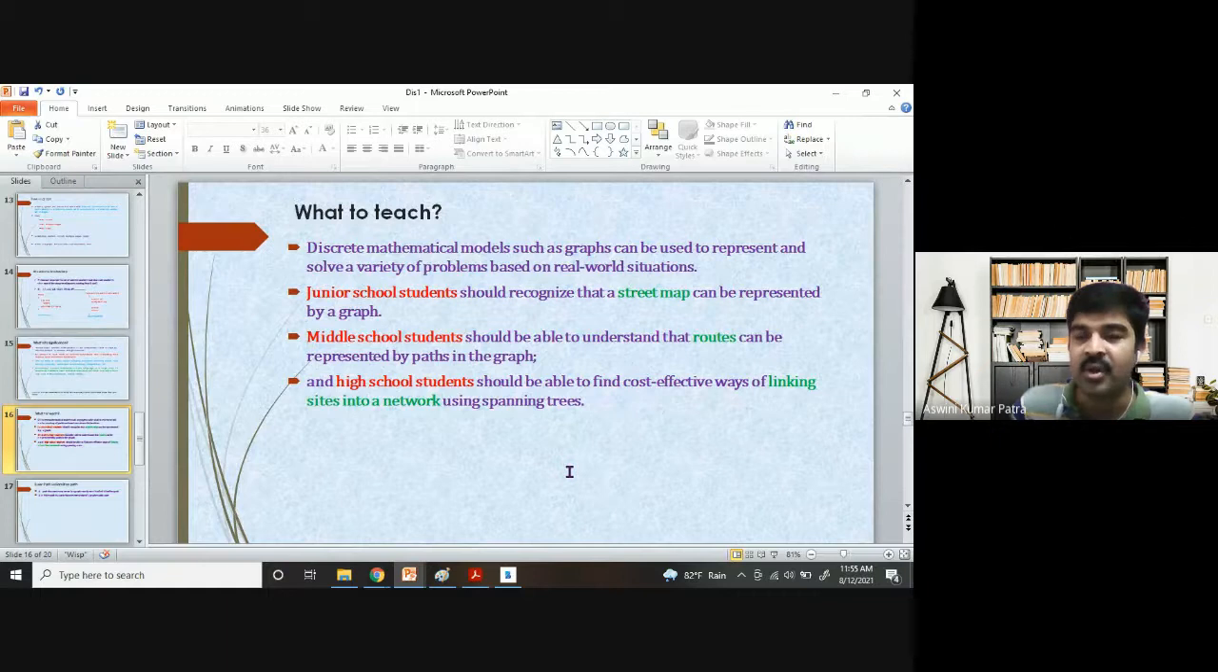We'll talk about all these problems one by one. So the whole idea is that we have to think of the level of the study and introduce the problem with an appropriate degree of difficulty. Any doubts so far?